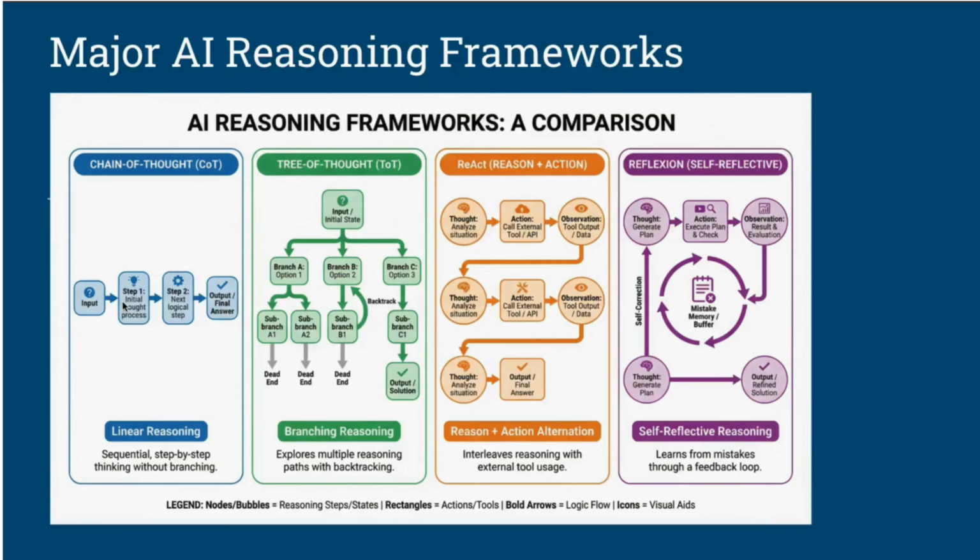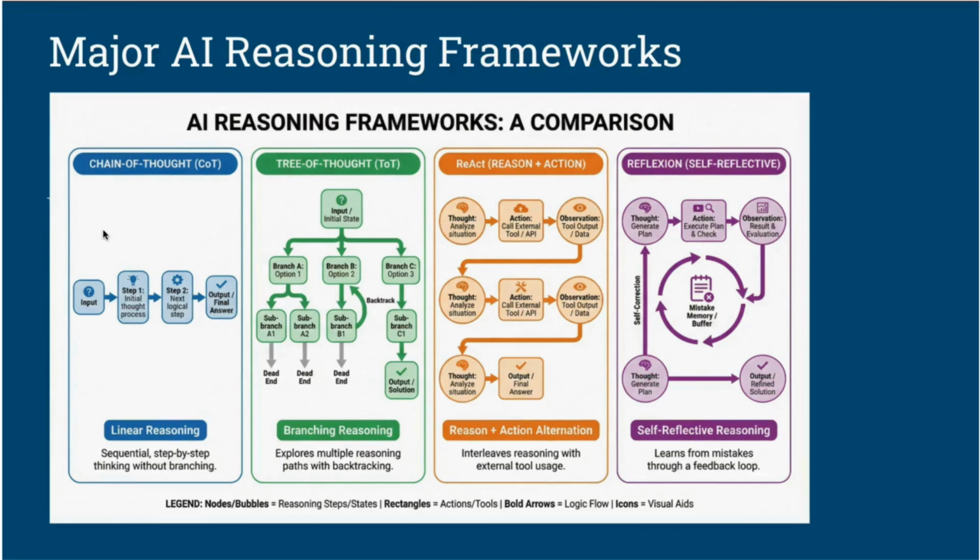Before we wrap up this video, I just wanted to show you all the reasoning frameworks that we have gone through, including the ones that we have gone through in the previous episodes. So on the far left, we have chain of thought. This is the simplest and most familiar form of reasoning. The model receives an input, then reasons step by step in a straight line and produces a final output. There is no branching, no alternative, no backtracking.